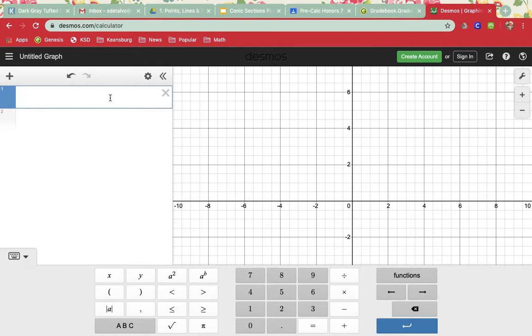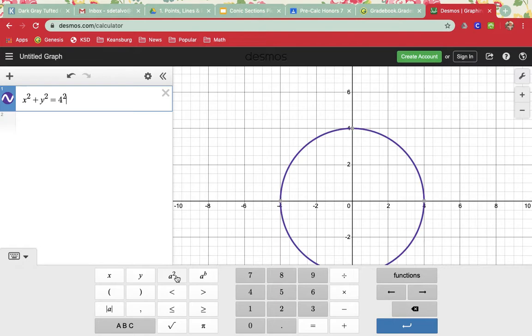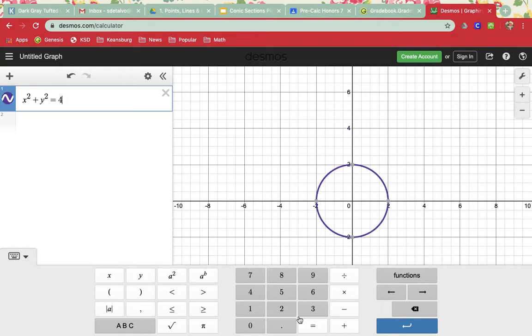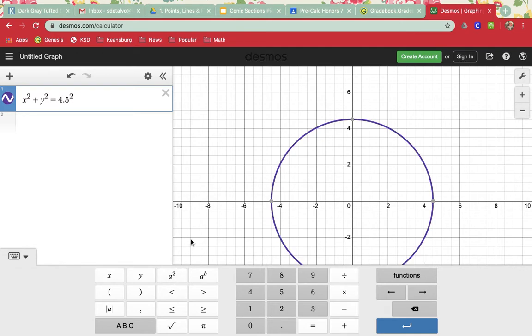I'm going to center my circle at the origin, so I'm just going to use x squared plus y squared so that I'm right at the origin. And I want my radius to be probably about 4, so I'm going to make it equal to 4 squared. If I wanted it to be a little bit bigger, I could maybe go back and say, okay, I'll do 4.5 squared. Makes it a little bit bigger.